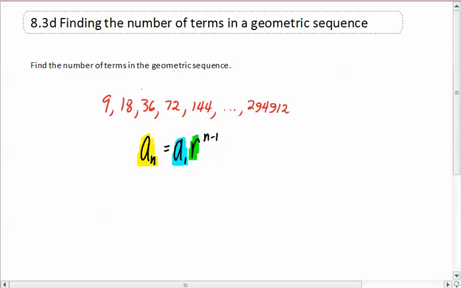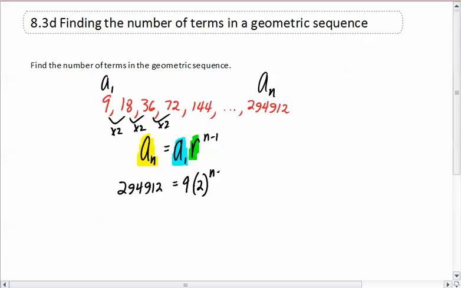So what I'm going to do is call this, obviously, a sub n. It's the whateverth term. So that's going to be 294912. Well, this is a sub 1, that's easy. That's going to be times... Now, what is my common ratio? What's happening each time? Looks like it's multiplying by 2. That's pretty simple to figure out. So I'm going to multiply that by 2, and then I'm going to have to the n minus 1.